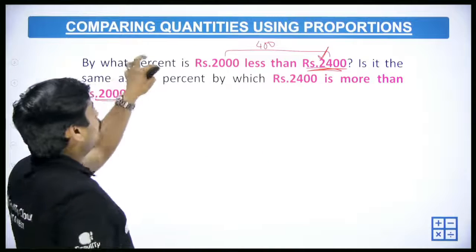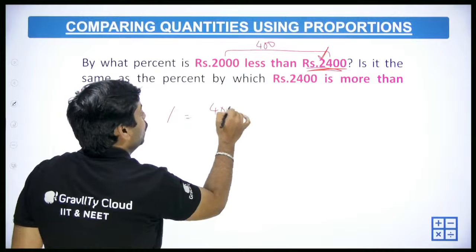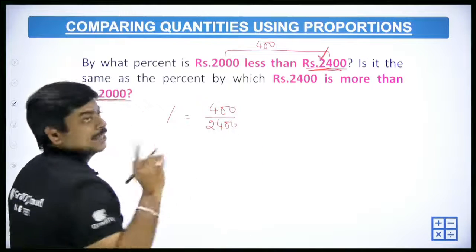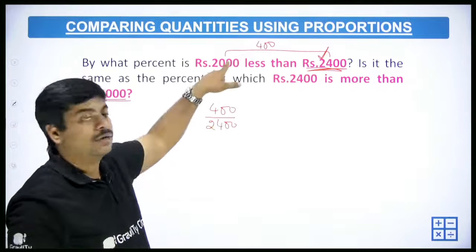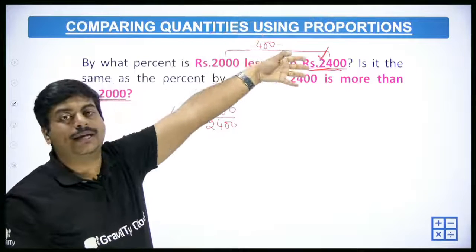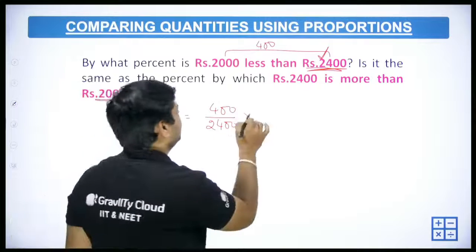So by what percent? By what percent means the change is 400. We are comparing with 2400, not with 2000. That is the only mistake you make: instead of taking 2400, you take 2000. We are comparing 2000 with 2400, so 2400 should be in the denominator, into 100.